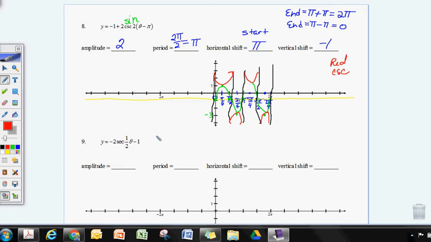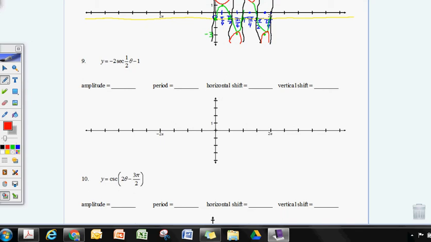Okay, so moving on to number 9. I see that it is a secant wave also. So one of the things that I know I'm going to be dealing with is cosine in this case. So my amplitude is 2, but it has a negative sign in front of it, so it has a flip. My period is 2 pi, and it's going to be divided by that 1/2, which means it's going to have a period of 4 pi.